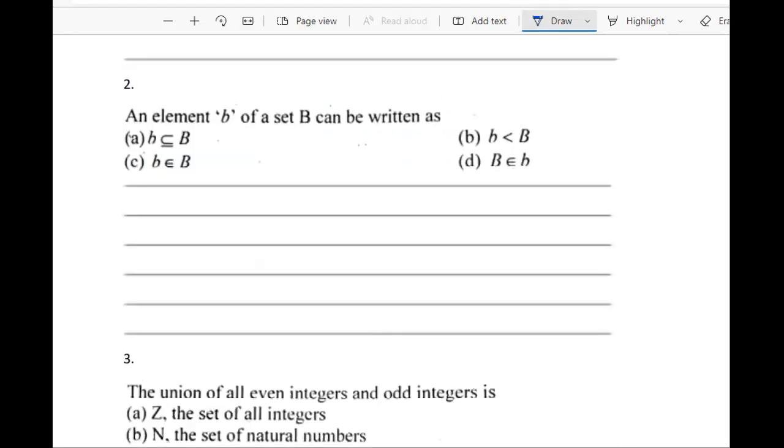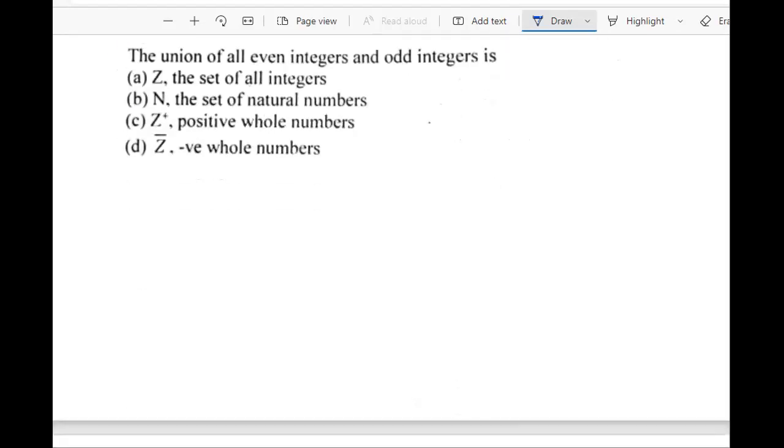Let's talk about the second one. An element b of a set B can be written as, now b is the small element, it belongs to the set B. So how can we write this? I'll tell you why: because small b is not a set. Exactly, very good. It's an element within the set B. Now let's talk about the third one.